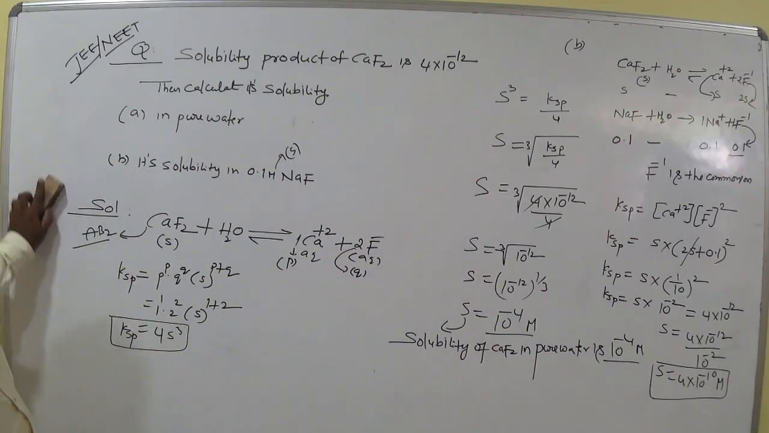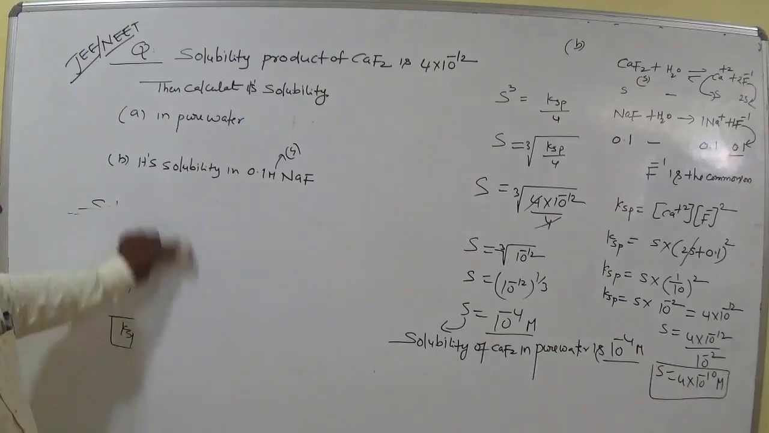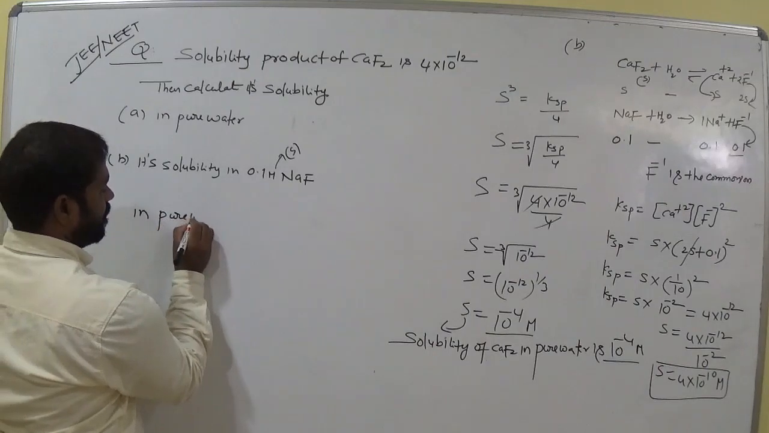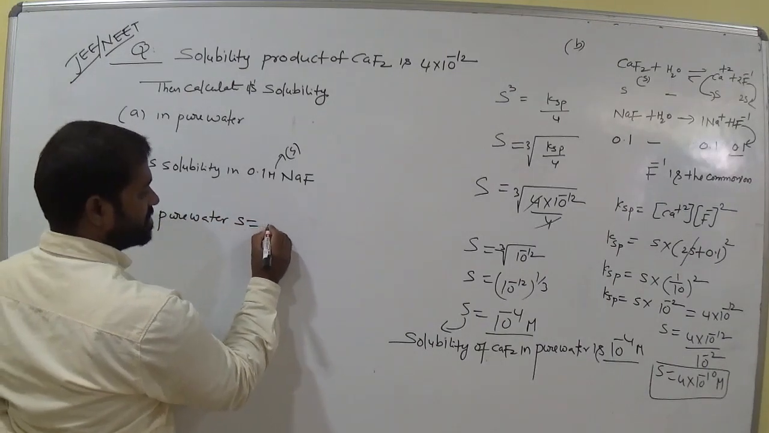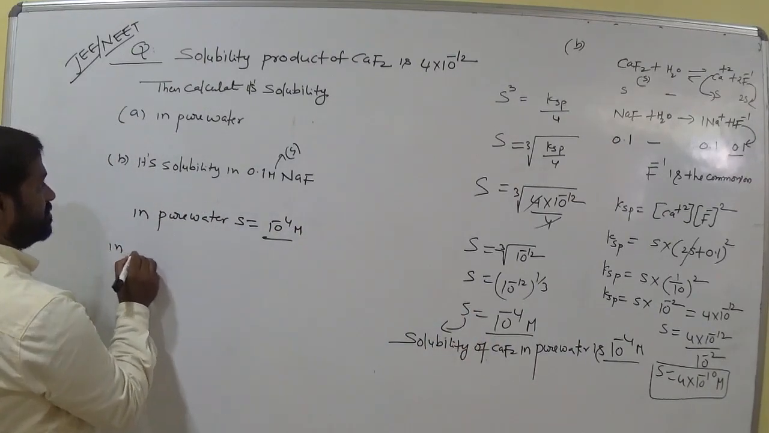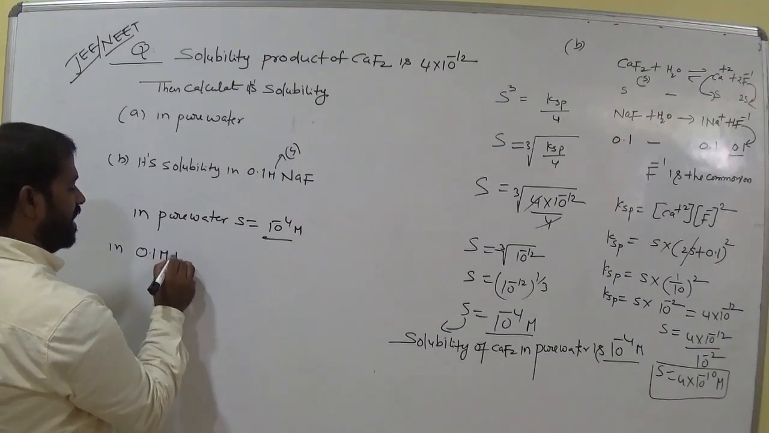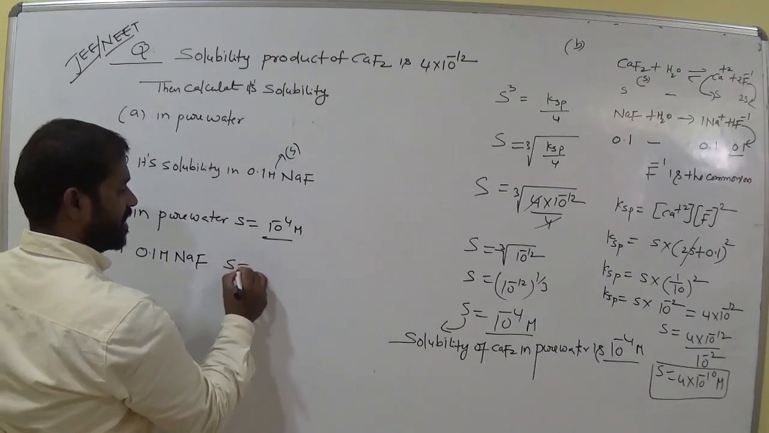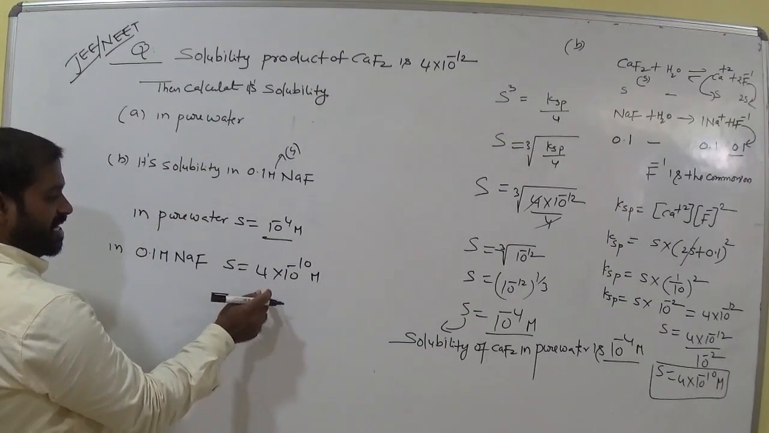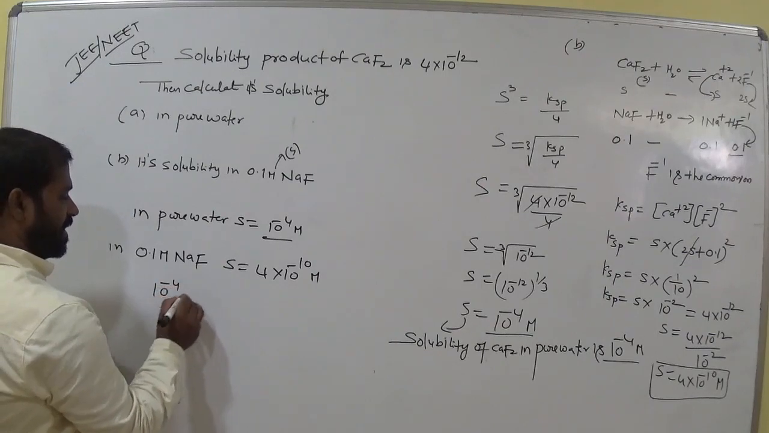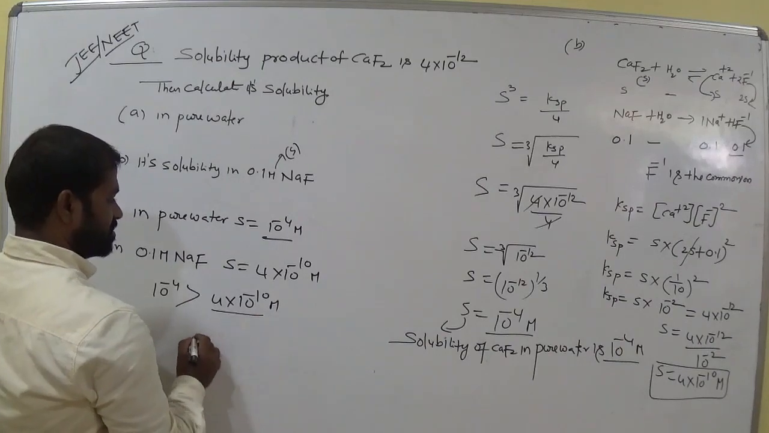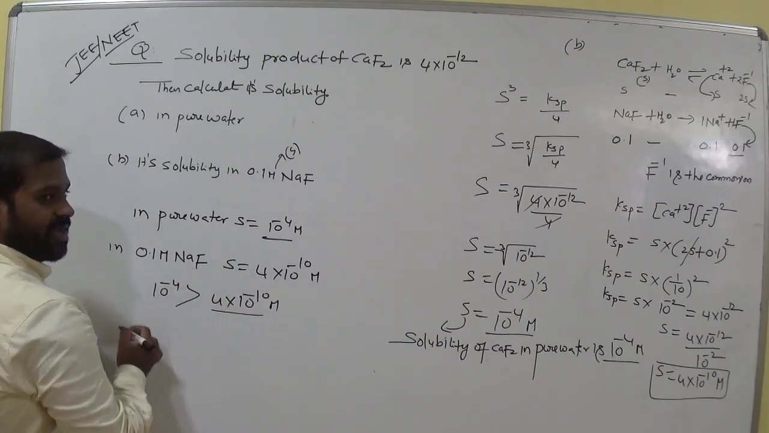Write this one. Is it clear, all of you? So in pure water, solubility is equals 10 power minus 4 molar. In 0.1 molar NaF, solubility is 4 into 10 power minus 10 molar. That means solubility decreases or not? Decreases. Why? Because 10 power minus 4 is greater than 4 into 10 power minus 10. Okay? So solubility decreases by adding NaF. Am I right?